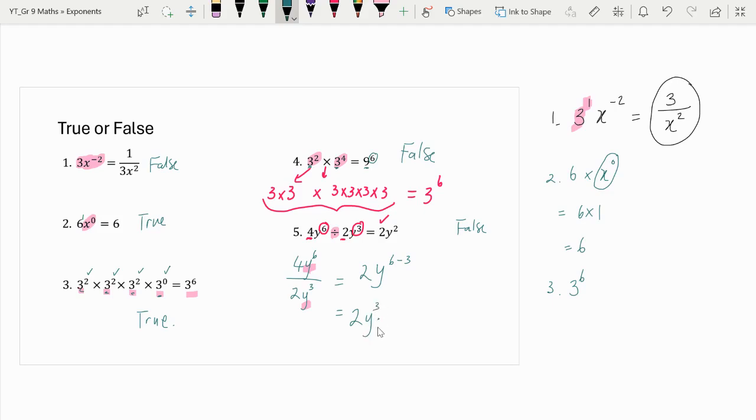And that's it. So we're just warming up our brains, thinking about the laws of exponents. Now let's jump in and do some practice questions.